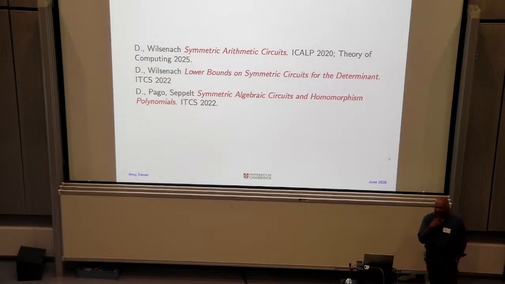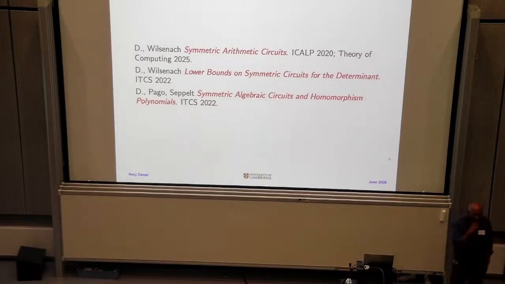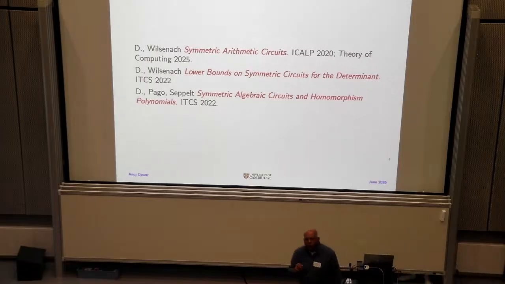So your lower bound techniques extend to circuits where the gates are not just plus and times, but let's say the gates are computing arbitrary symmetric polynomials. Yeah, I think that's right. I think the only assumption is that each gate is completely symmetric. It's fully symmetric. That's right.